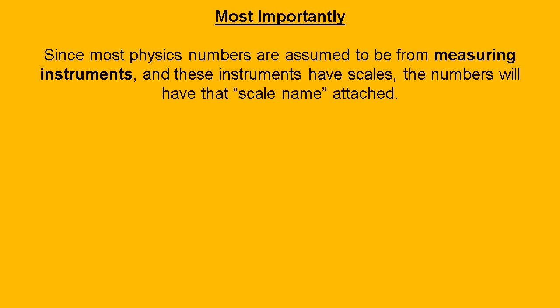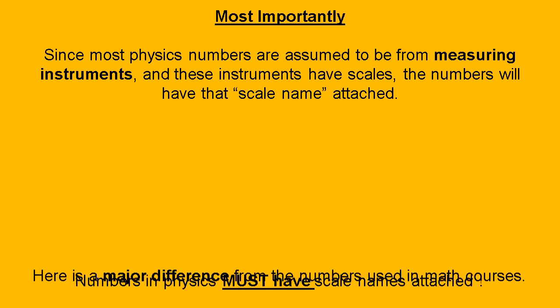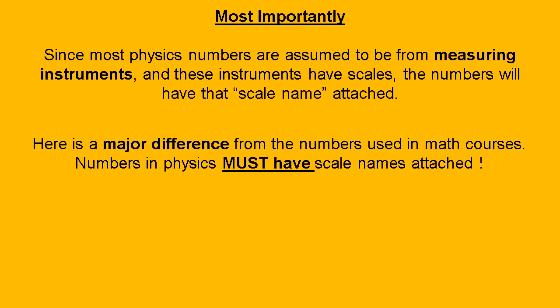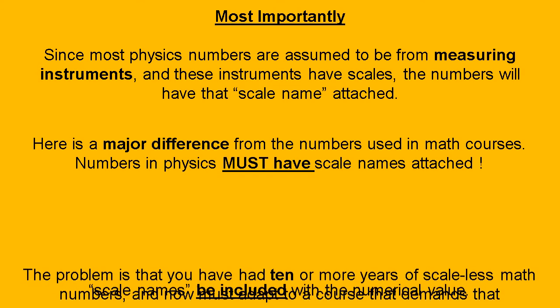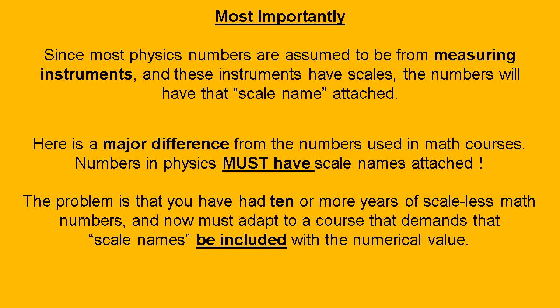Since most physics numbers are assumed to be from measuring instruments, and these instruments have scales, the numbers will have that scale name attached. And here is a major difference from the numbers used in math courses. Numbers in physics must have scale names attached. The problem is that you have had 10 or more years of scaleless math numbers, and now must adapt to a course that demands that scale names be included with the numerical value.